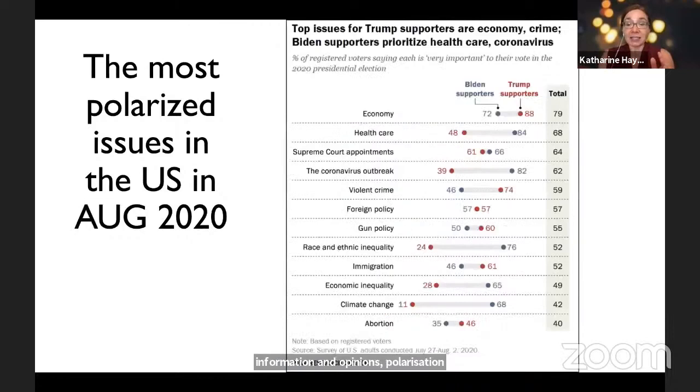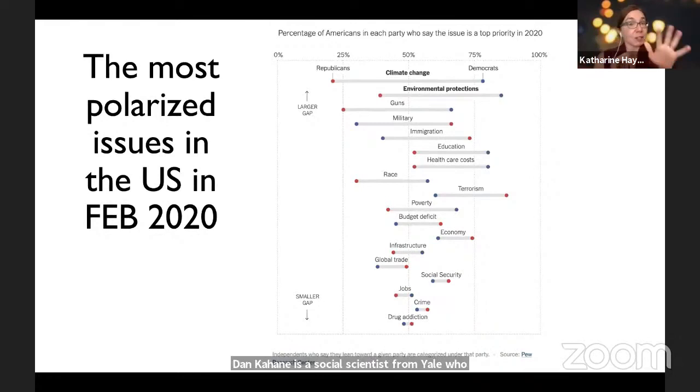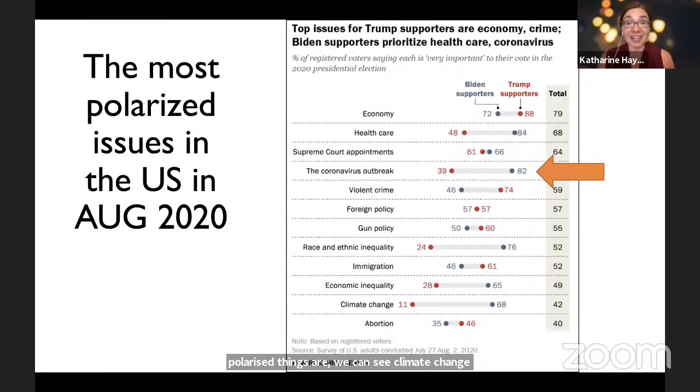And I'm sorry, the width of the gray bar is how polarized things are. And you can see climate change is right up at the top. This was before COVID. So what happened after COVID? They redid this study last August, and here's what they found. And this time it's not in the order of the width of the gray bar, so I'll point out number 3, 2, and 1. They redid this, and now the coronavirus outbreak is the number 3 most politically polarized issue. Race and ethnic inequality is number 2. And climate change is still number 1.